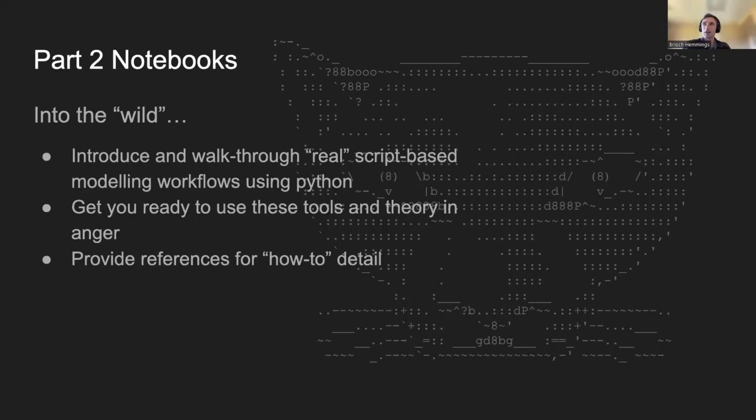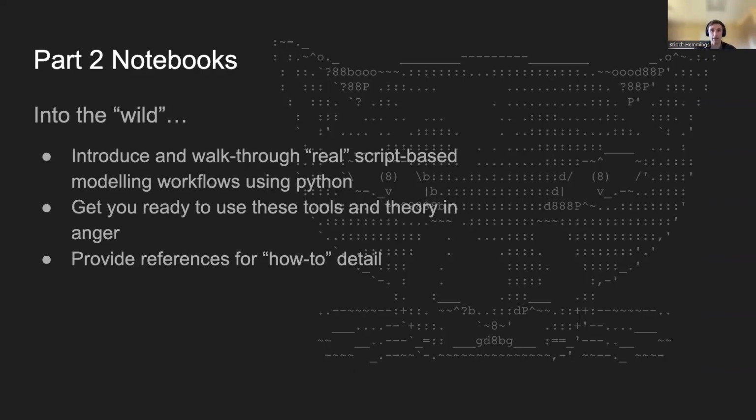So part 2 is where we go into the wild, and we take all of those nuts and bolts, all of the ingredients that we introduced and defined in the intro and in part 1, and we bring them into real or real-like scripted workflows, working through essentially a similar modeling challenge that you might do with one of your real models.